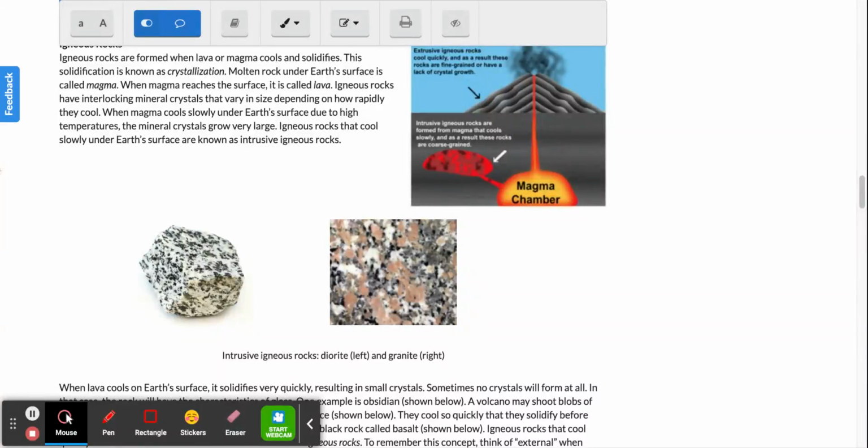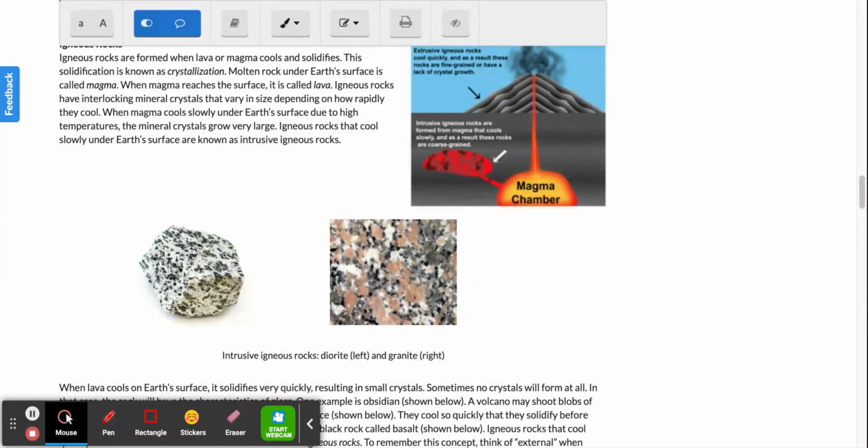Igneous rocks are formed when lava or magma cools and solidifies. This solidification is known as crystallization. Molten rock under Earth's surface is called magma. When magma reaches the surface, it is called lava. Igneous rocks have interlocking mineral crystals that vary in size depending on how rapidly they cool.